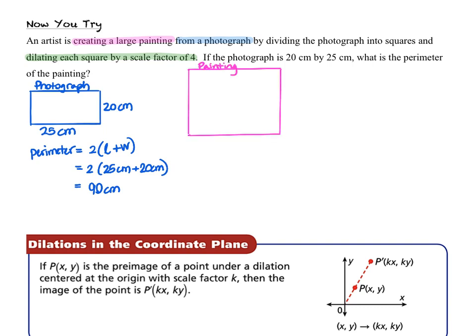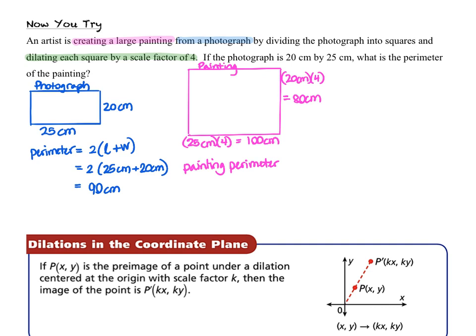And we know that there's a scale factor of 4, so where the photograph was 20 centimeters wide, the painting is going to be 20 centimeters times 4, the scale factor, wide, or 80 centimeters wide. And the length of the photograph was 25 centimeters. Again, we're going to multiply by the scale factor of 4, and we're going to end up with a length of 100 centimeters.